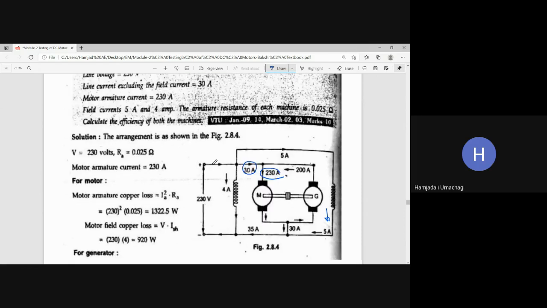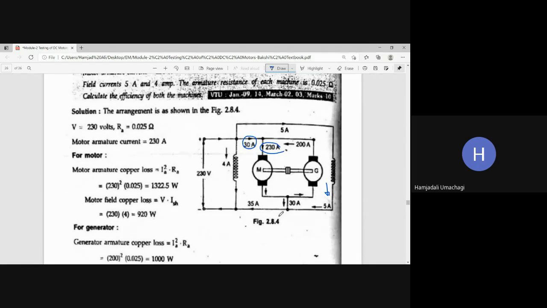Finally calculate the efficiency for both the machines, that is for motor and generator. So the arrangement is shown in figure 2.8.4. This is the circuit diagram for Hopkinson test excluding field winding method, and all these values you have written based on the given information. Input voltage is 230 and armature resistance for motor and generator is 0.025 ohms. Then motor armature current is 230 ampere and current drawn is 30 ampere. So 230 minus 30 is the generator armature current, which is 200 ampere.